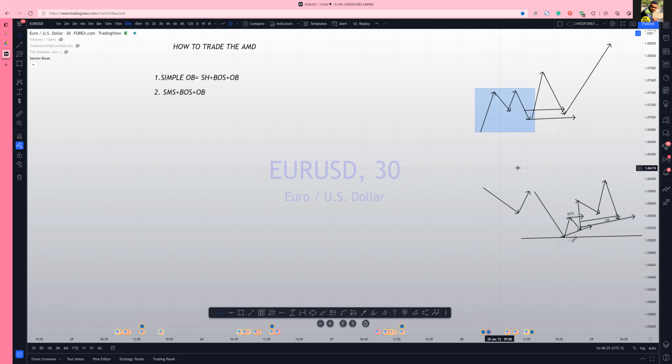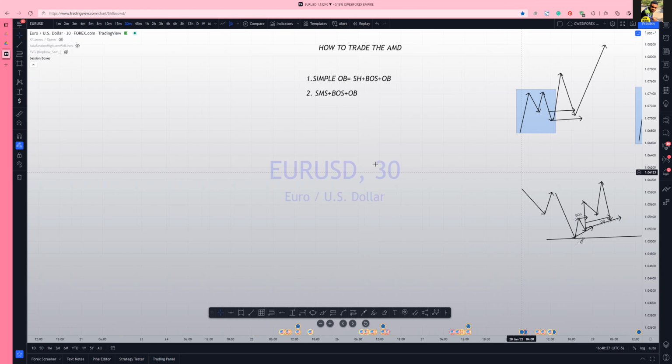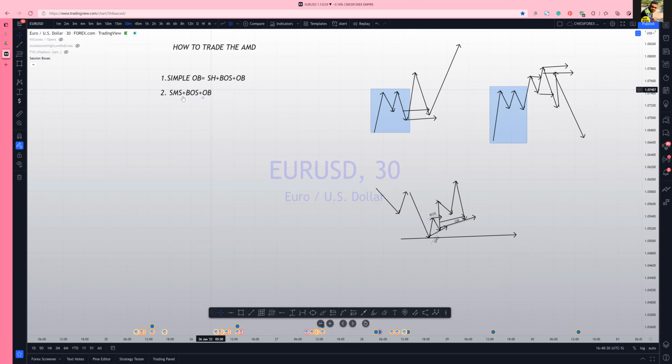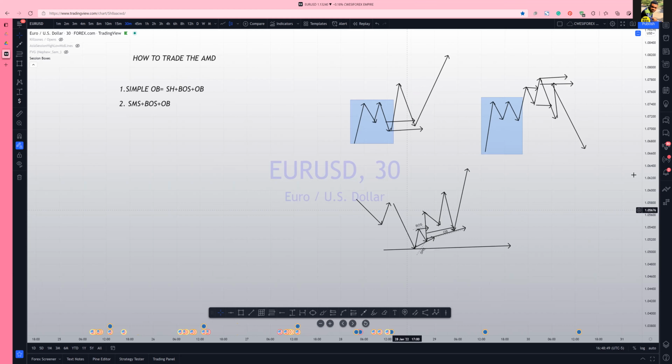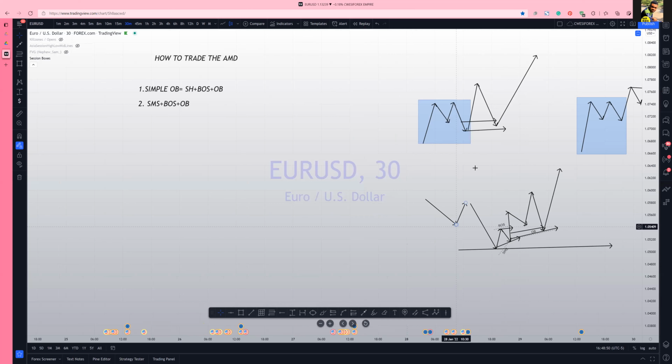So this was a simple order block setup over here. We have SMS, a swing market shift, and this break of structure. Price created this liquidity inducement over here, went up, came down to mitigate this order block and went straight to the outside. So this one is a simple pattern setup.